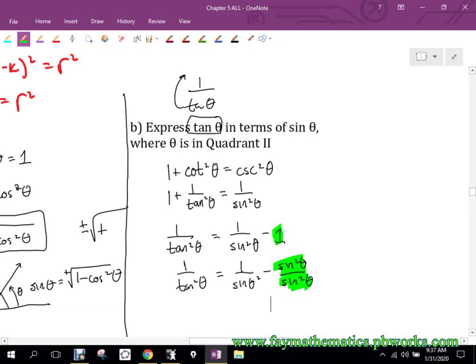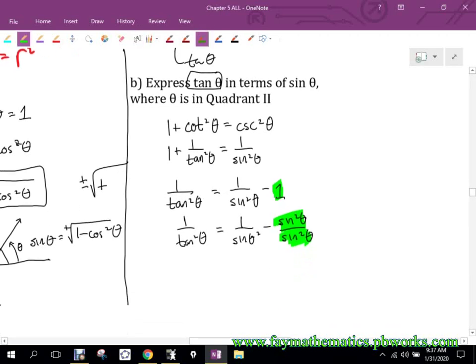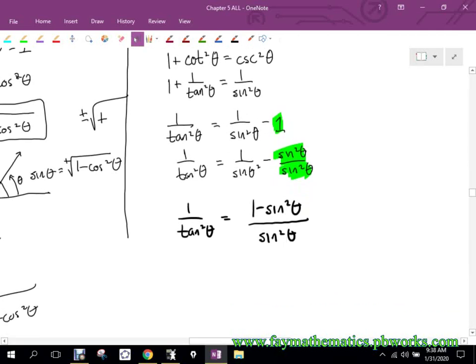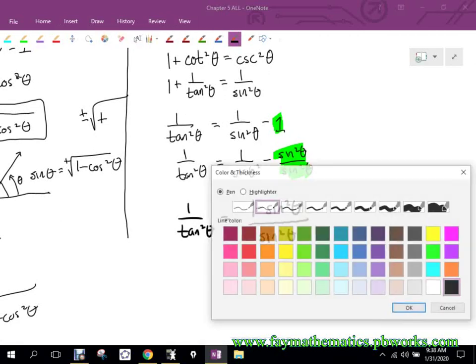So now, if I look at it this way, I have 1 over tangent squared theta is equal to 1 minus sine squared theta over sine squared theta. You guys agree with that? Okay. Any ideas of what we can do next?